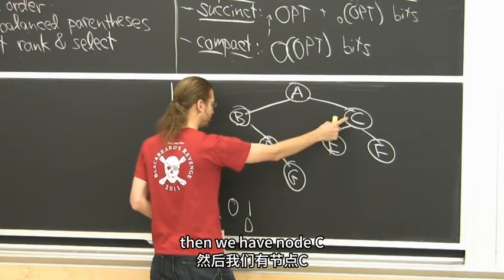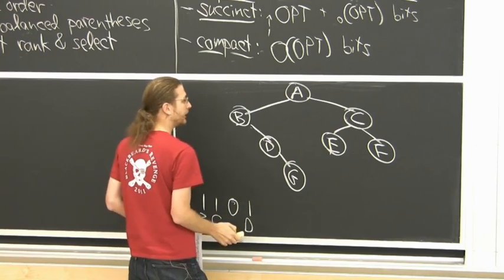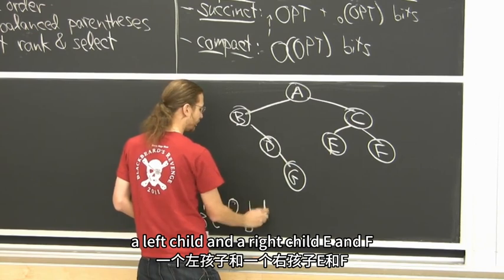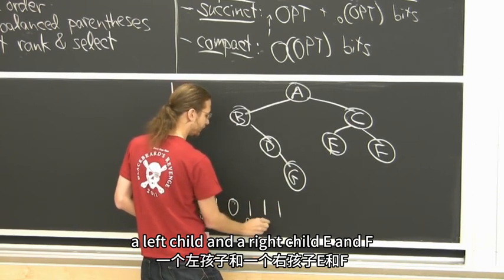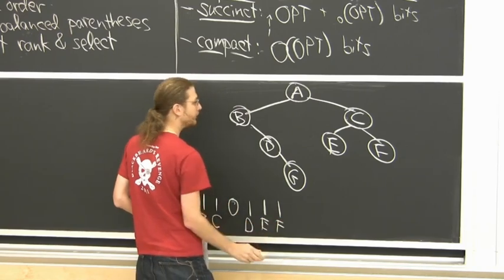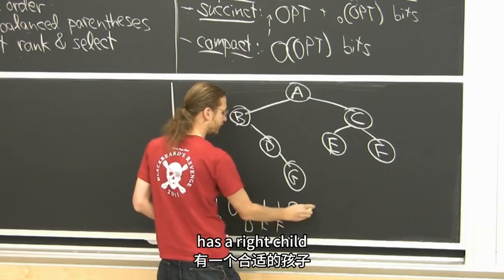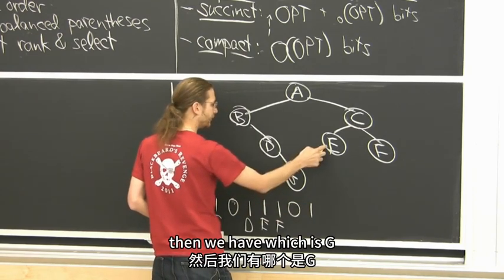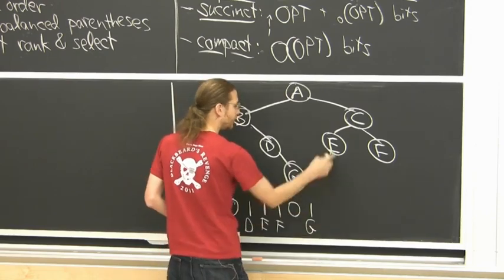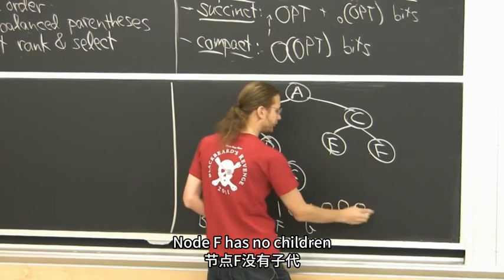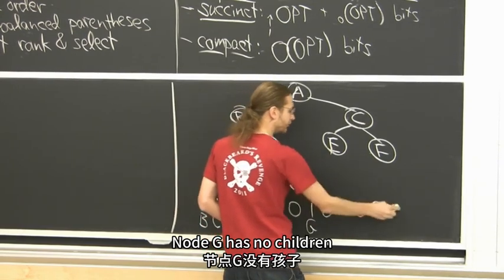Then we have node C, which has a left child and a right child, E and F. Then we have node D, which has no left child, has a right child, which is G. Node E has no children. Node F has no children. Node G has no children.